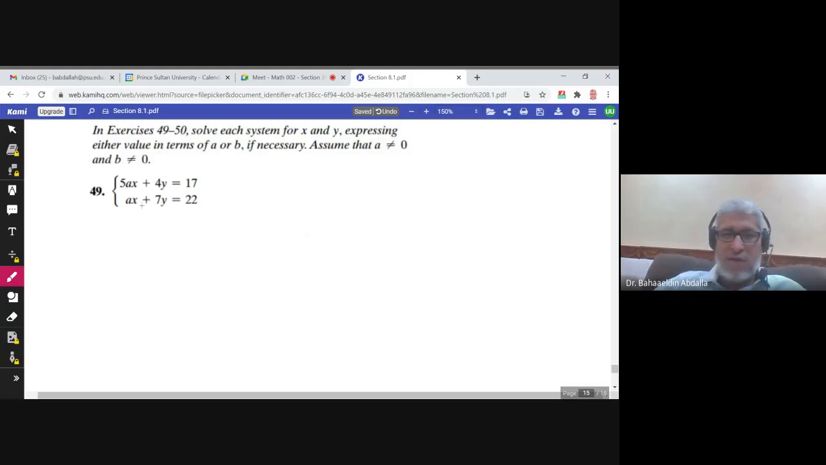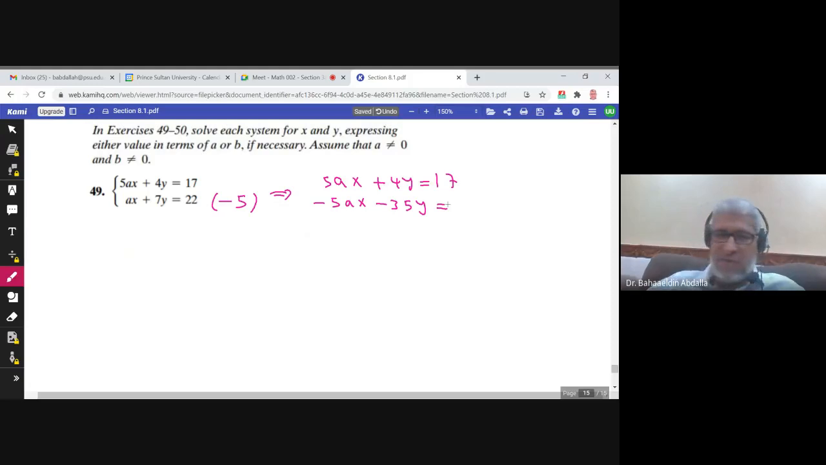There is no b here, there is only a. So how to solve this system? I have 5ax here and 1ax here. So if you multiply the second equation by negative 5, you will have coefficients that differ in sign. So I will have 5ax plus 4y equals 17, the first equation as it is. If you multiply the second by negative 5, it would be negative 5ax, negative 35y, and negative 5 times 22 is negative 110.